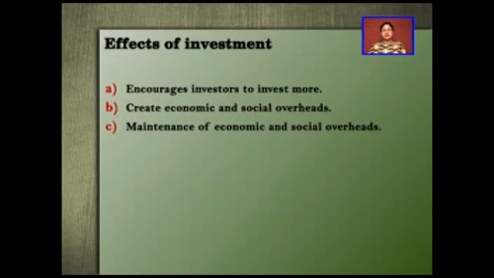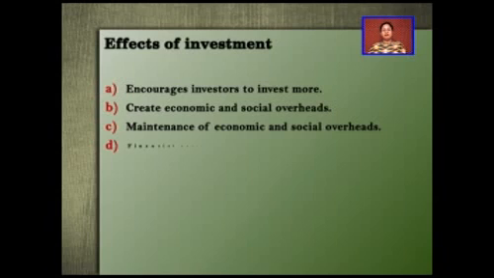Next is the maintenance of economic and social overheads. Public expenditure is not only useful in the creation of economic and social overheads, but it is also helpful in their maintenance. It's not that once we have constructed the overheads, it is not required to look into the maintenance. It is required. We need to look after the economic and social overheads. Otherwise, their ability and capacity also go down.